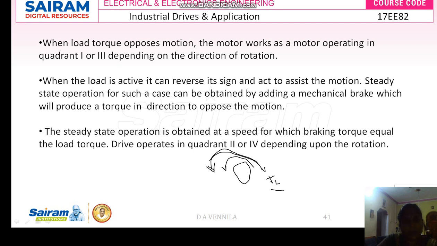For this active load torque, the drive will rotate in the first quadrant and third quadrant. The first quadrant is nothing but your forward motoring, and the third quadrant is nothing but your reverse motoring. The second quadrant is nothing but your forward braking, and the fourth quadrant is nothing but your reverse braking.